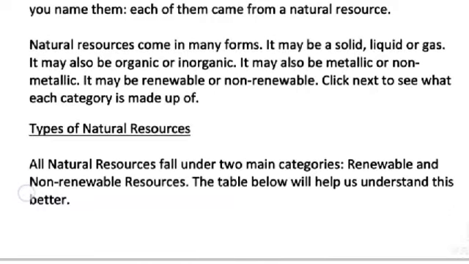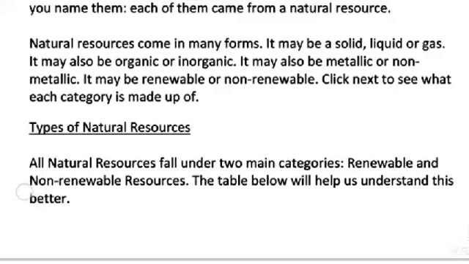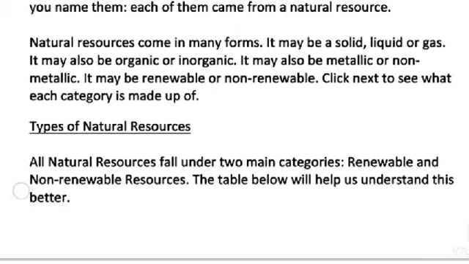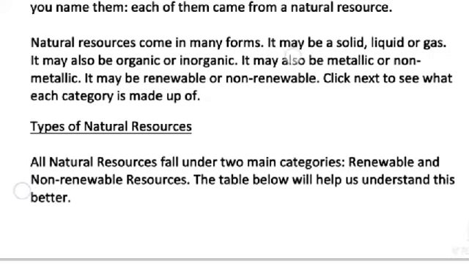Natural resources come in many forms. It may be a solid, a liquid or a gas. It may also be organic or inorganic. It may also be metallic or non-metallic. It may be renewable or non-renewable.